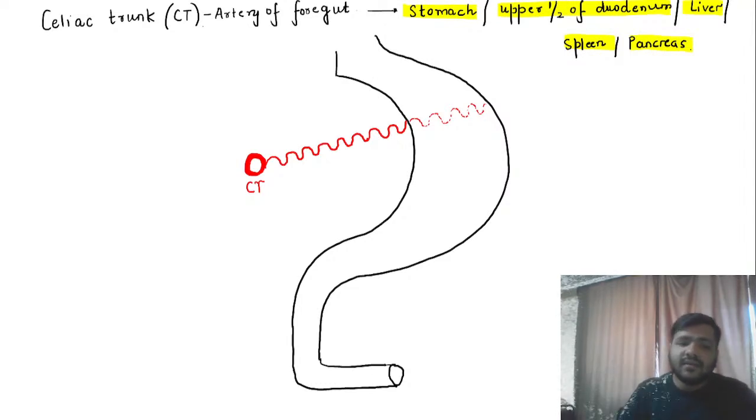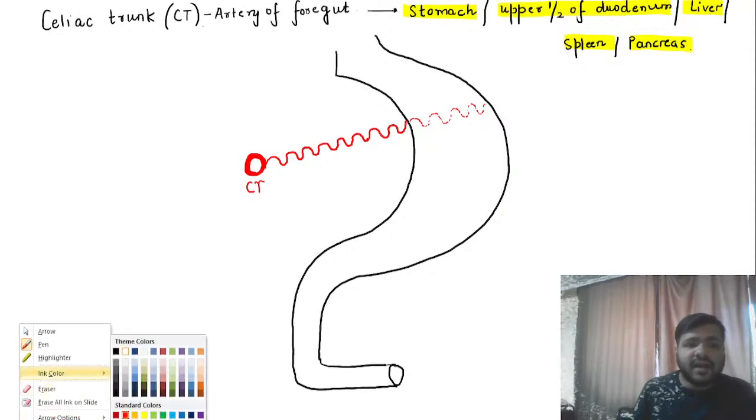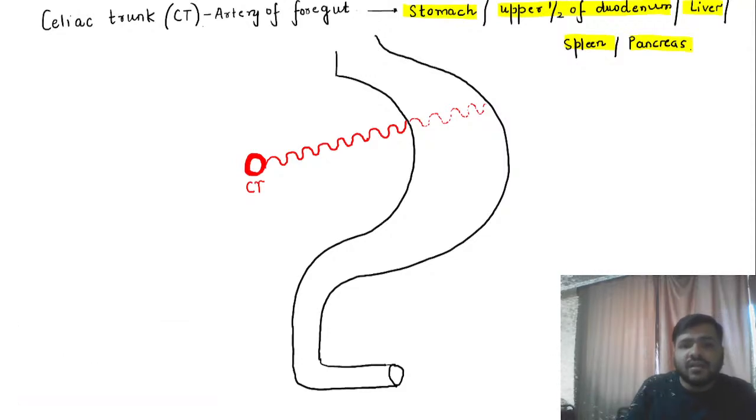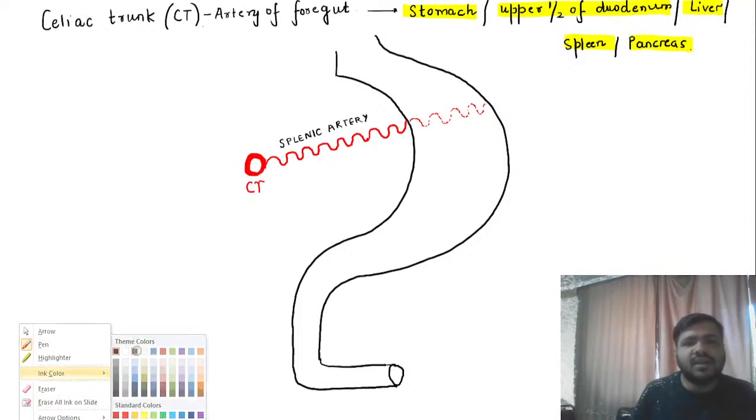This tortuous branch, this artery which is arising directly from the celiac trunk, is the splenic artery. The splenic artery is arising from the celiac trunk and passing behind the stomach. Since it is splenic, obviously it will go to a very important organ of the body, that is the spleen.